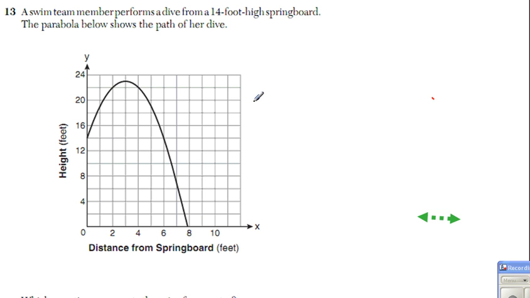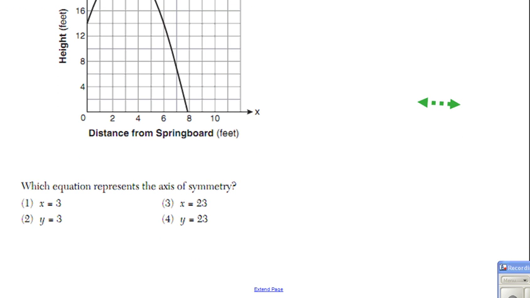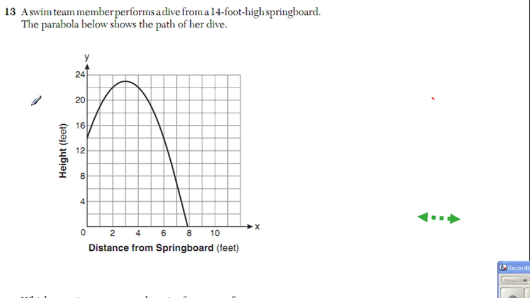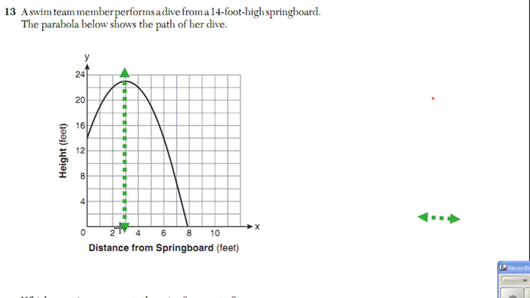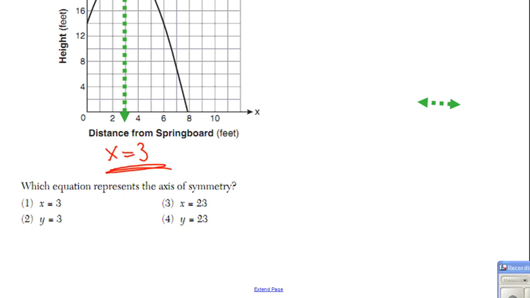Now, number 13. We have a parabola that goes around this way. Now, axis of symmetry. When we're looking at the axis of symmetry, I believe it's going to be somewhere around here, in the middle. About this line, we will see the symmetry. What is that equal to? x has to be equal to 3. That becomes our answer, which is choice 1.